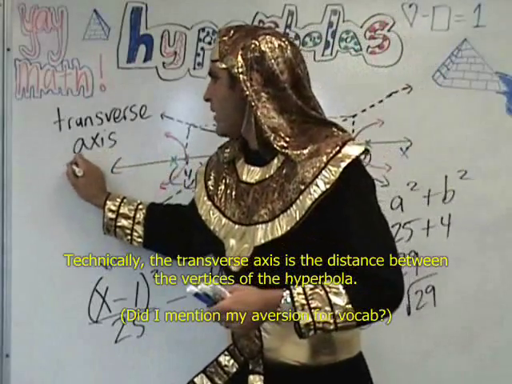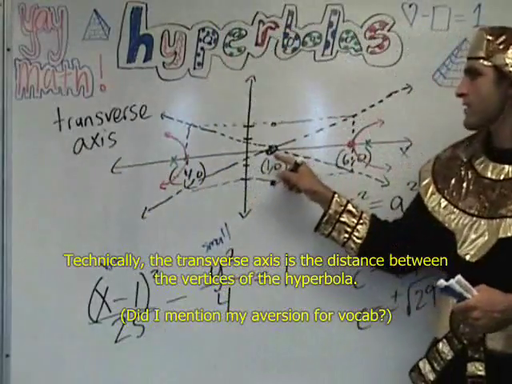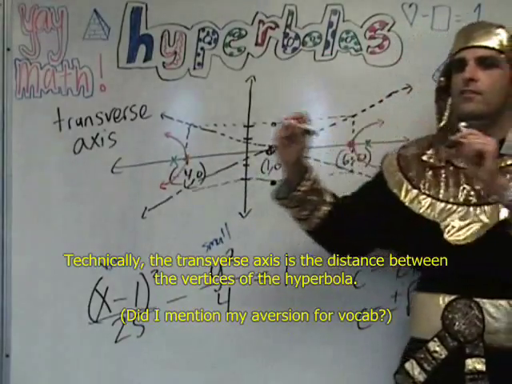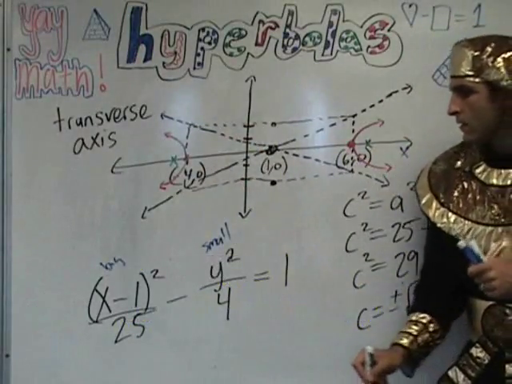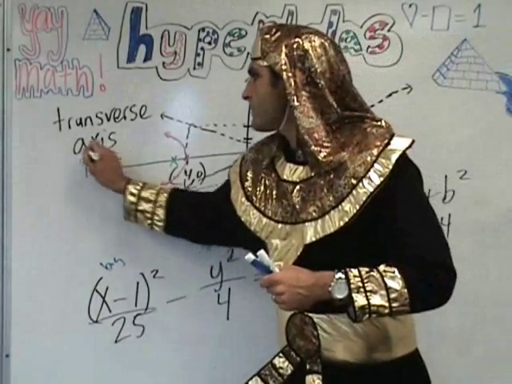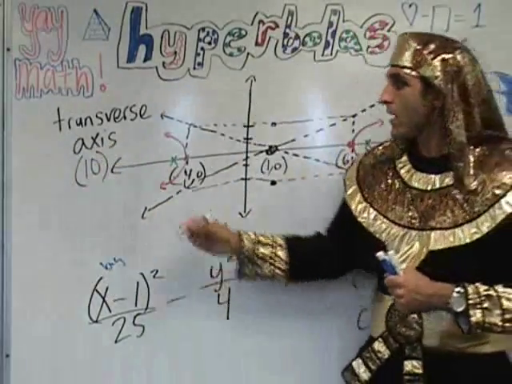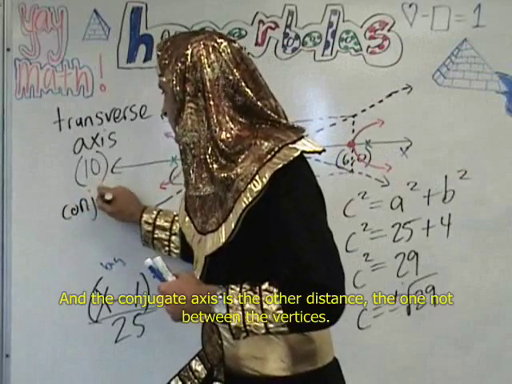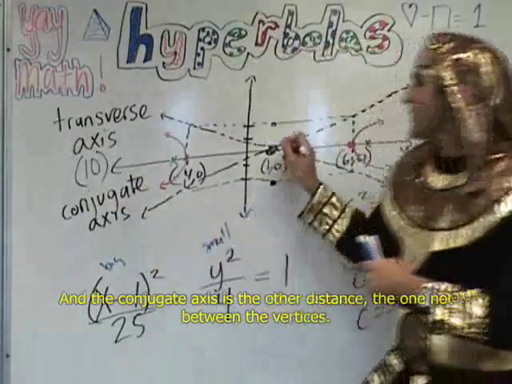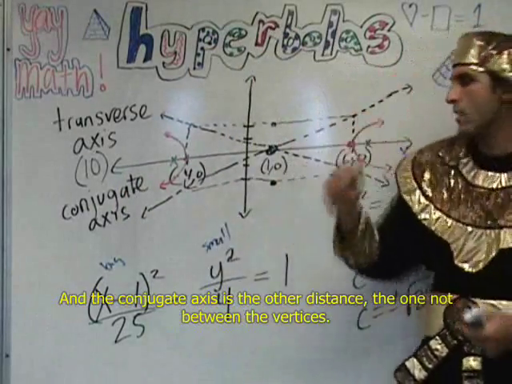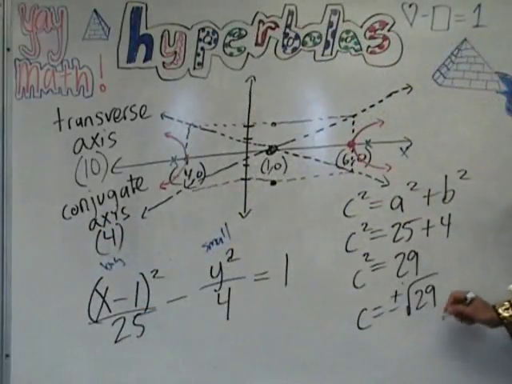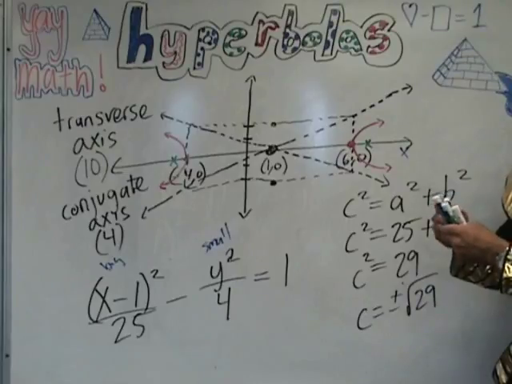So how far is the transverse axis in this case? If we started at 1 and went this far left and this far right, how far is that whole thing? 10. Yeah, so that's 10. And then the conjugate axis is the minor axis. How far up and down did we go? 2, so a total of 4. Very good.